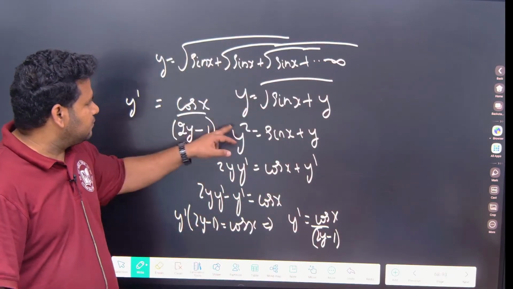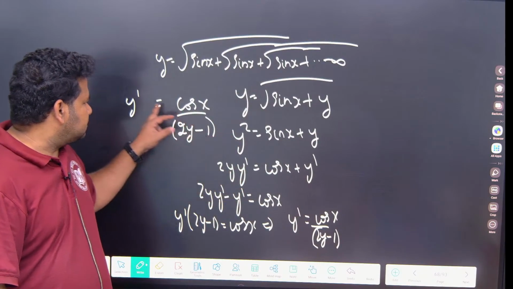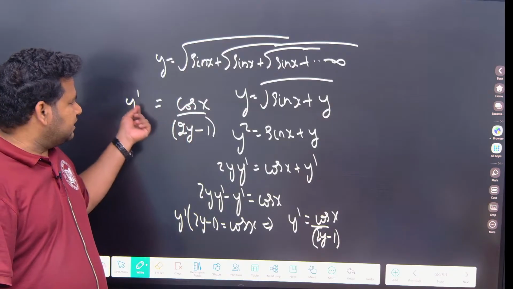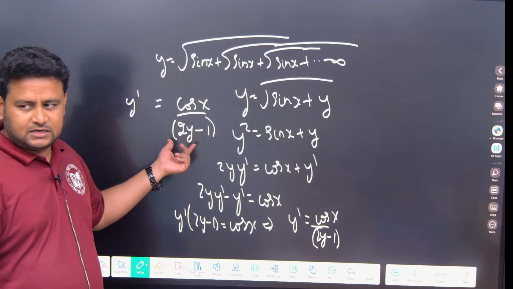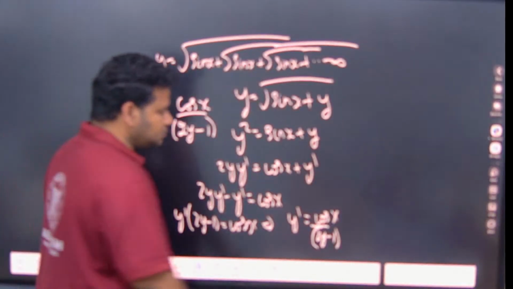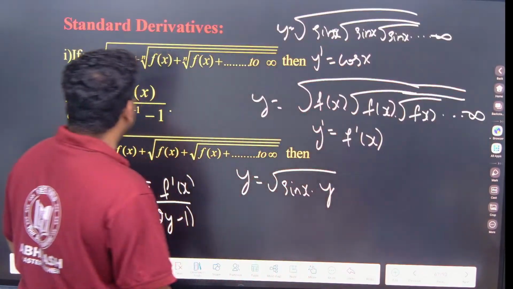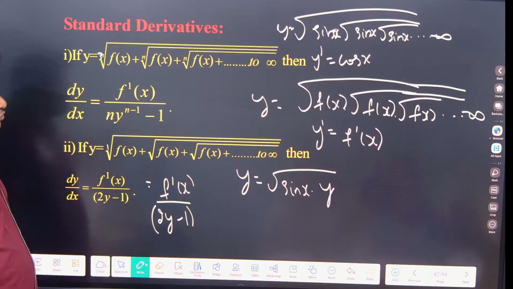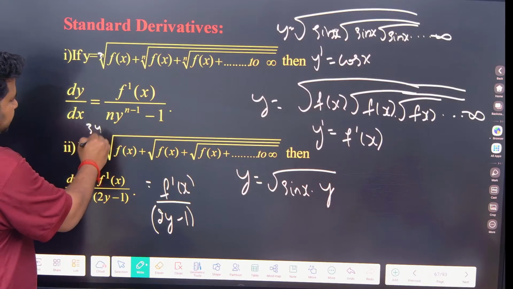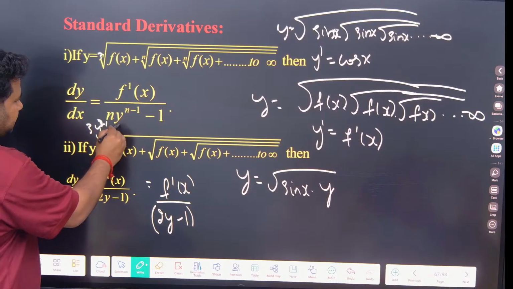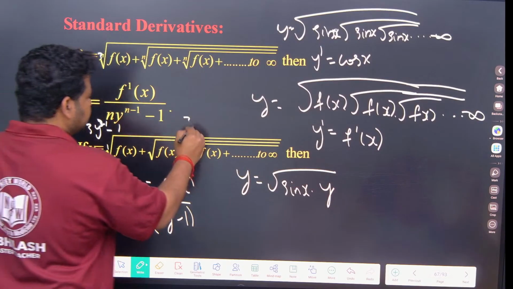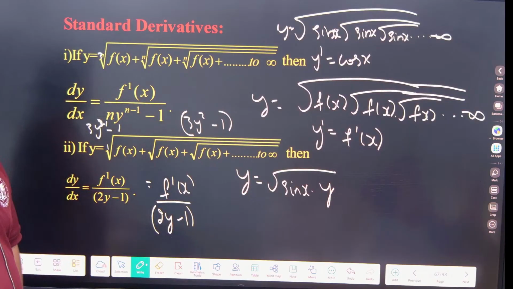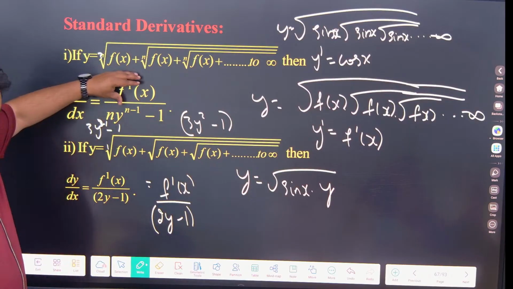Directly, y dash is equal to f dash of x by 2y minus 1. Suppose here, instead of square root, if they give cube root, what will happen? It will become 3y square minus 1 in the denominator. See, the formula remains the same.